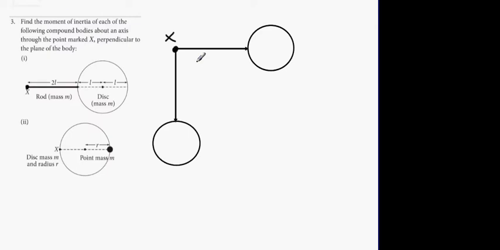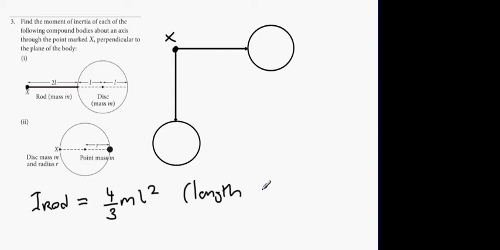Alright, let's begin. First of all, we need to find the rod. Now the rod is being held by its end. Do you understand? It's not through the center of the rod, it's through the end of the rod. So the inertia of the rod on its own is 4/3 the mass of the rod L squared. Now, this formula is for length 2L, mass m. Does that match up with the description of the rod we have in this question? It does. The rod is of mass m and length 2L. That means its inertia is exactly the same as the formula.